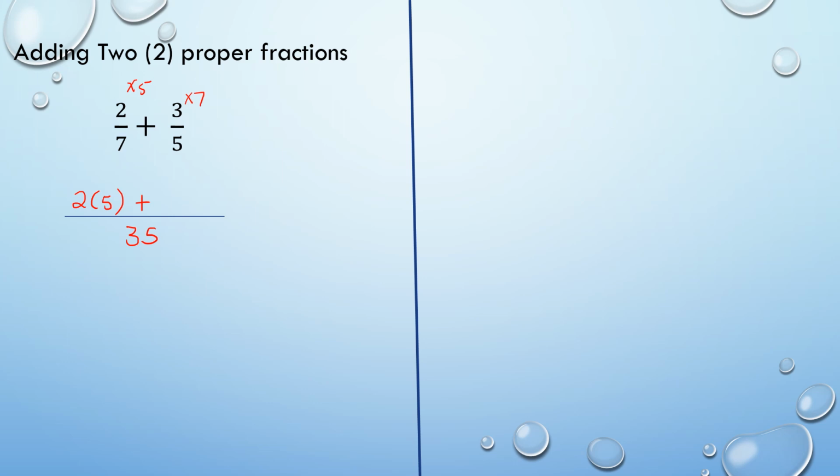We're going to multiply 7 by the numerator. That is 3 by 7. That is going to give us 2 times 5 is 10 plus 3 times 7 is 21 over 35. That's going to give us 31 over 35. So that's an example of a proper fraction.